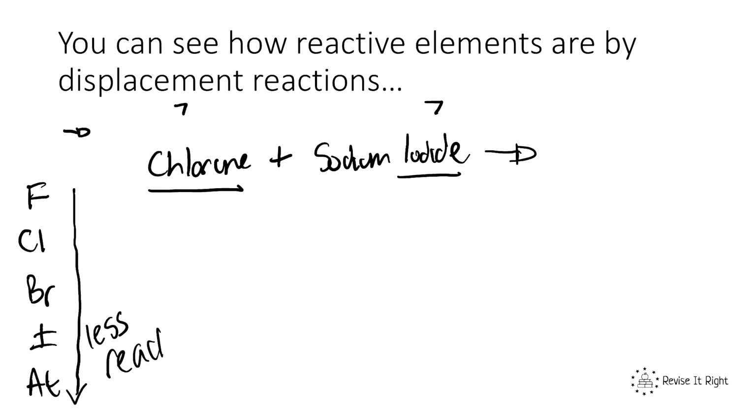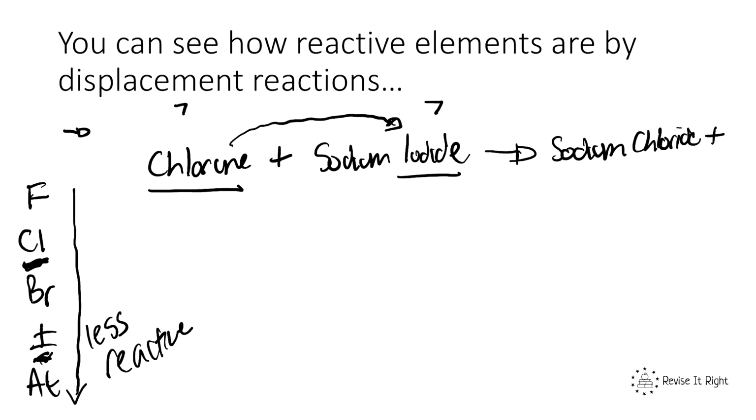So we need to look, chlorine is here, and iodine is here. Therefore, chlorine is actually more reactive than iodine because it's further up the group. So that means chlorine will take the place of that iodine. So we're going to get sodium chloride, and iodine is then going to be left. And that is a displacement reaction where the more reactive element is taking the place of the less reactive one.